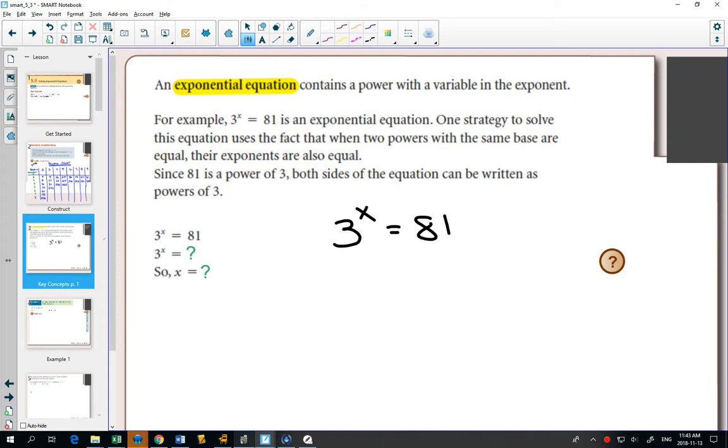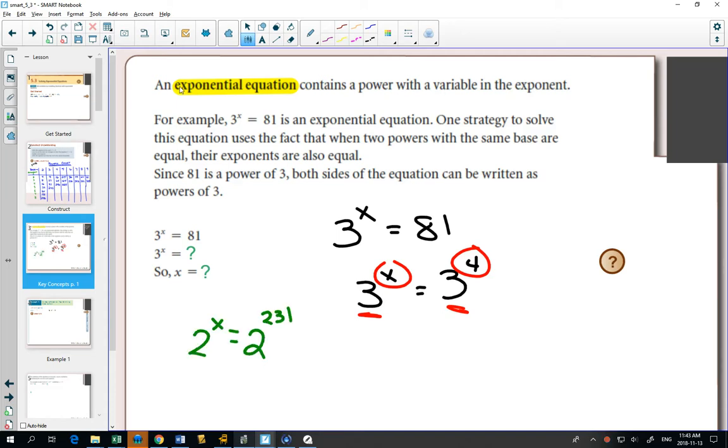Nice. Now how did you do that? Well, you knew from your powers chart that 81 was 3 to the 4. And if these are the same, it's pretty obvious that those have to be the same. Does that make sense as a strategy? If the bases are the same, then the exponents would have to be the same. Like if I said 2 to the x equals 2 to the 231.